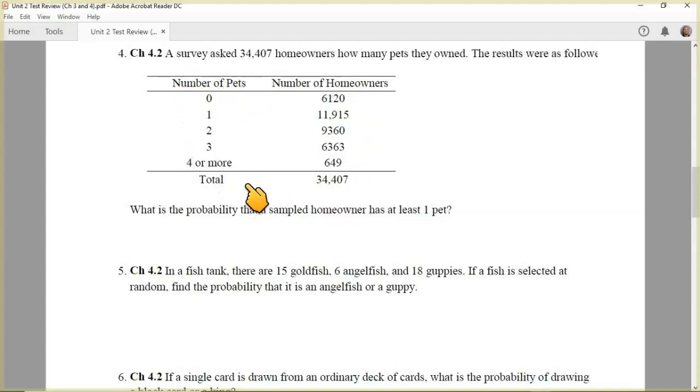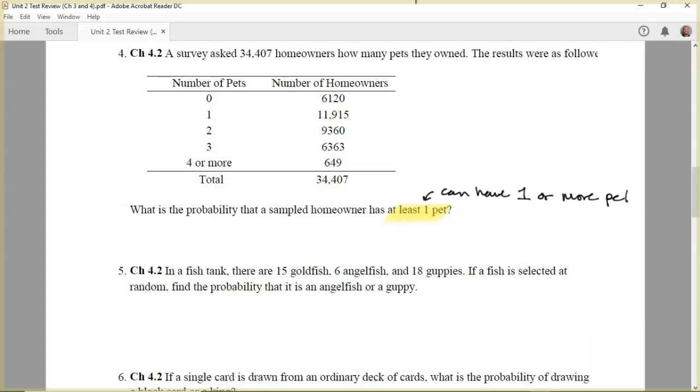So 4.2, and this is more reminiscent of empirical probability because we have a table of values, like a frequency table. It's a survey of over 34,000 homeowners, asking how many pets they owned. The results were as follows. What's the probability that the sample homeowner has at least one pet? We have to think about what the words at least mean. At least one means they can have one or more.